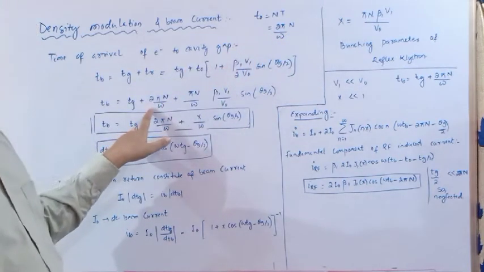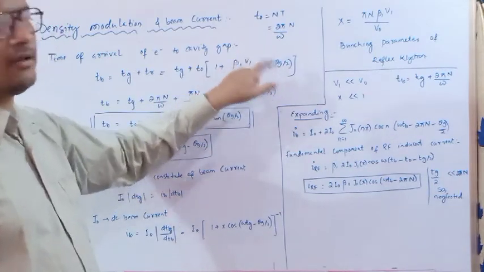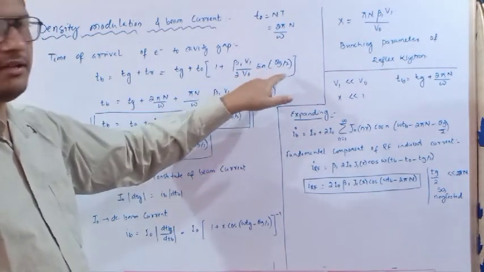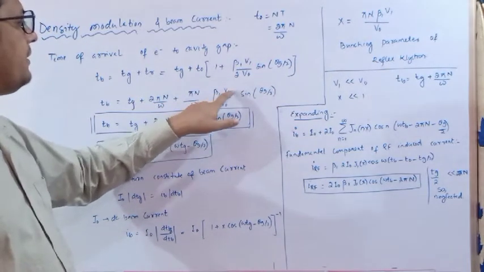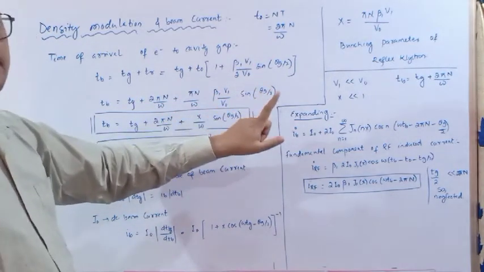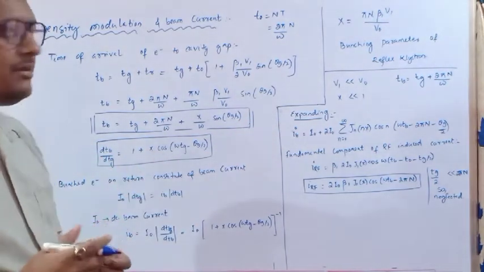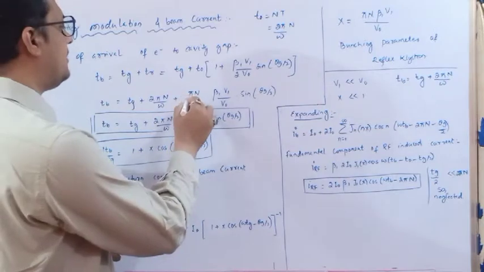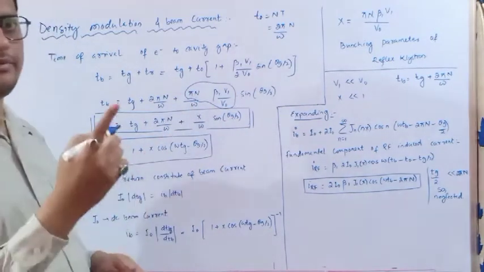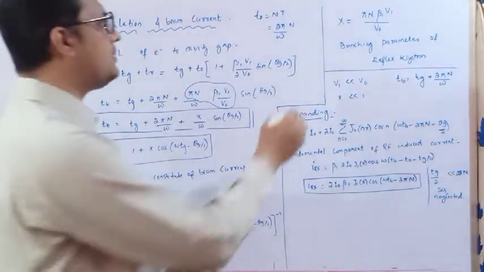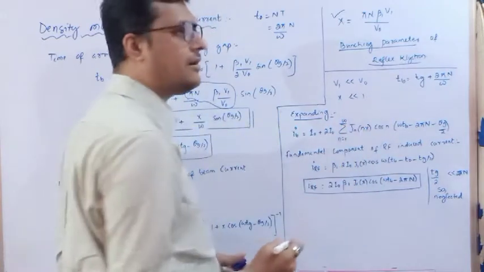Then the same 2 pi N by omega multiplied with these constant coefficients, you will get pi N by... 2 will be cancelled out. Beta 1 V1 by V0 sine of this. Okay. Now make this whole equation into a simplified form. This particular term, pi N beta 1 V1 divided by V0, is called X. This is called the bunching parameter for a reflex klystron.